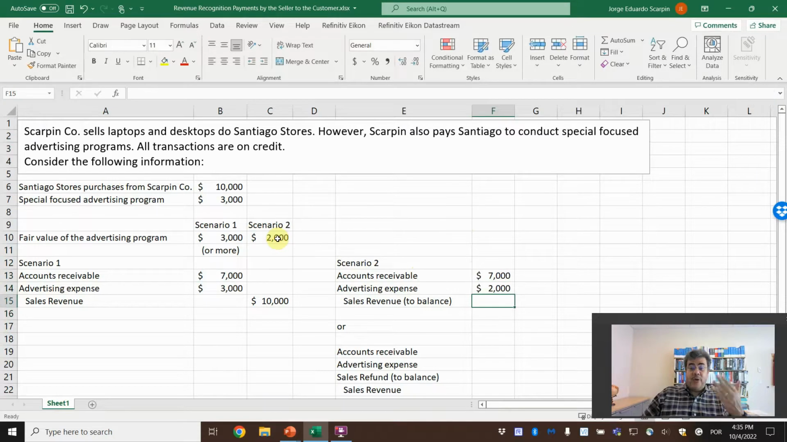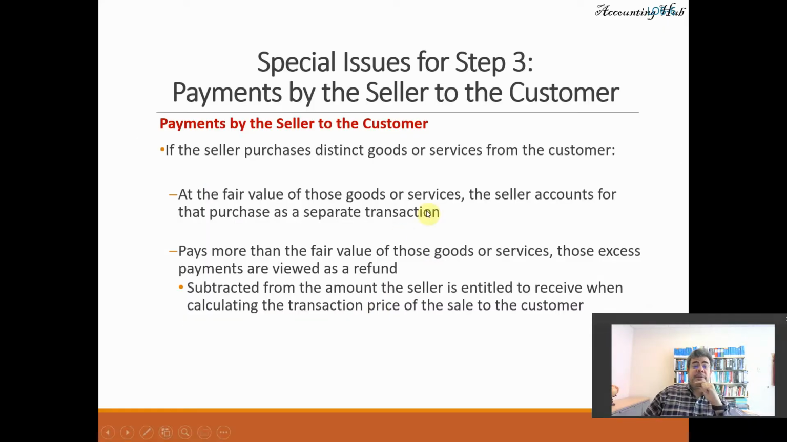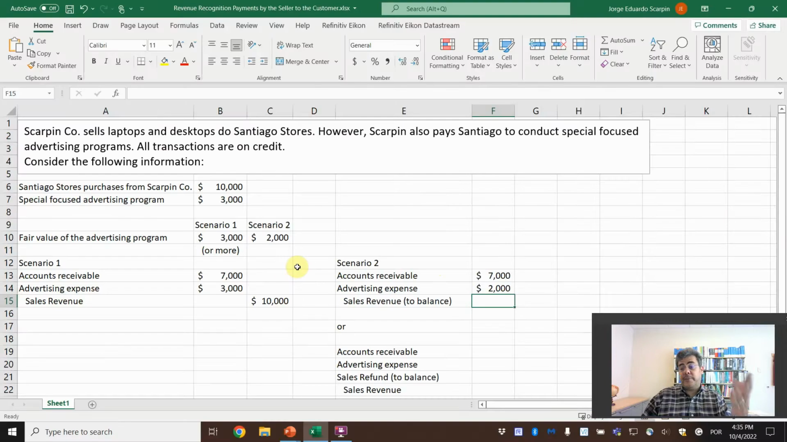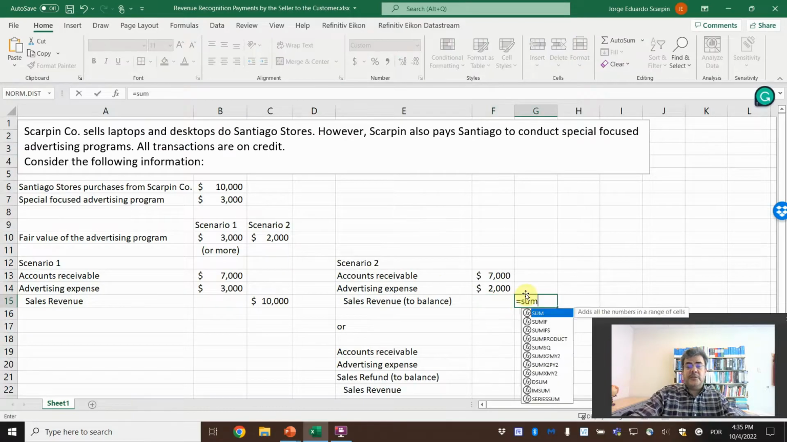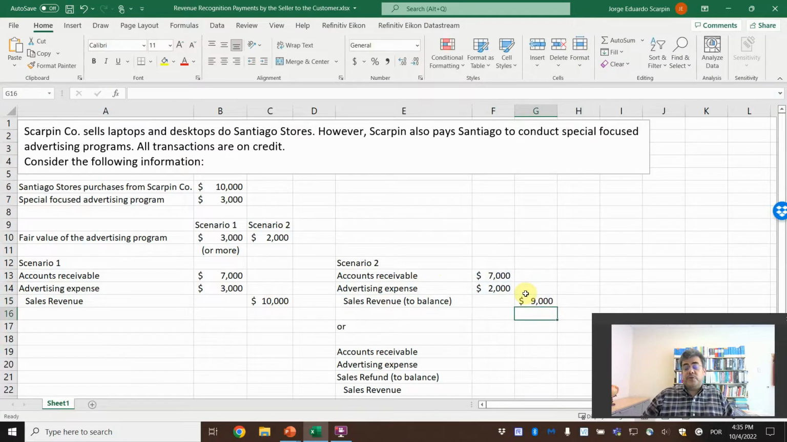So, okay, we are paying more. This additional payment is viewed as a refund, not an additional expense or additional purchase. If we were talking about car dealers, it would be inventory. So the sales revenue to balance is the sum of both, so it will be 9. And why is it particularly popular in the US? Because in the US, we usually record the net sales revenue.